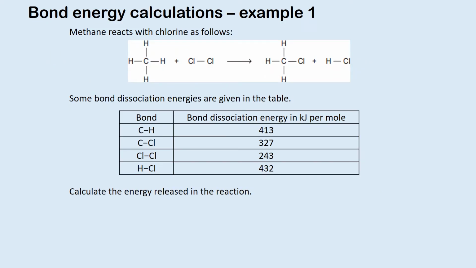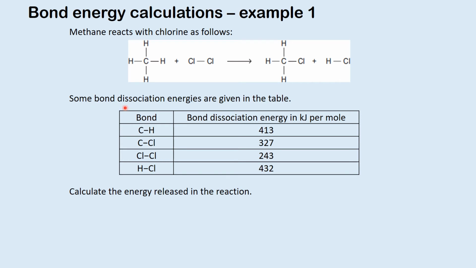Okay, the easiest way to look at how to do bond energy calculations is to actually do some. So you might be given a question like this. So methane reacts with chlorine. This is methane, CH4. This is chlorine, Cl2. And it forms this substance, which is something called chloromethane, and hydrogen chloride.